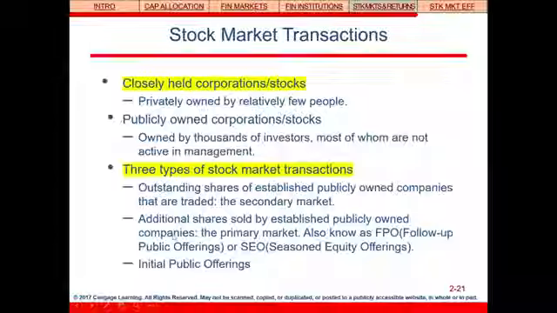And then the second type of stock market transactions are the additional shares sold by established publicly owned companies. This is called the primary market, also known as the FPO, the follow-up public offering, or the SEO, the seasoned equity offering. Yeah, so these are companies that have already issued shares before, but now they need to raise new capital. Then they try to issue additional shares.